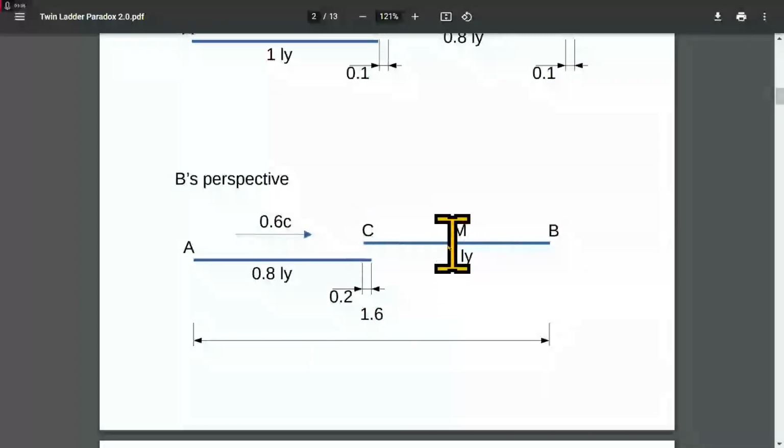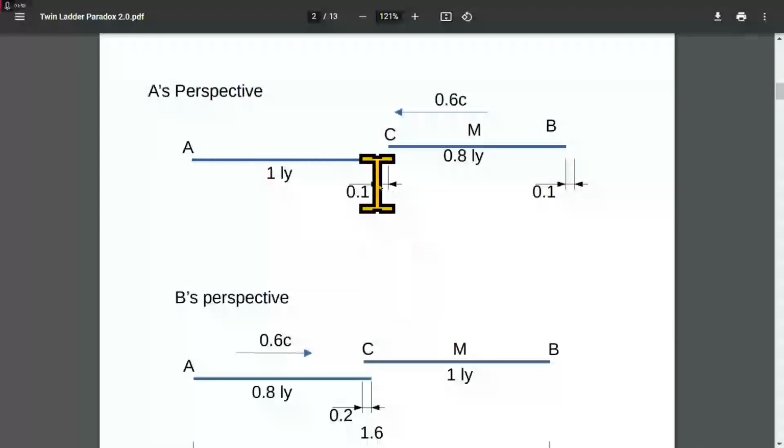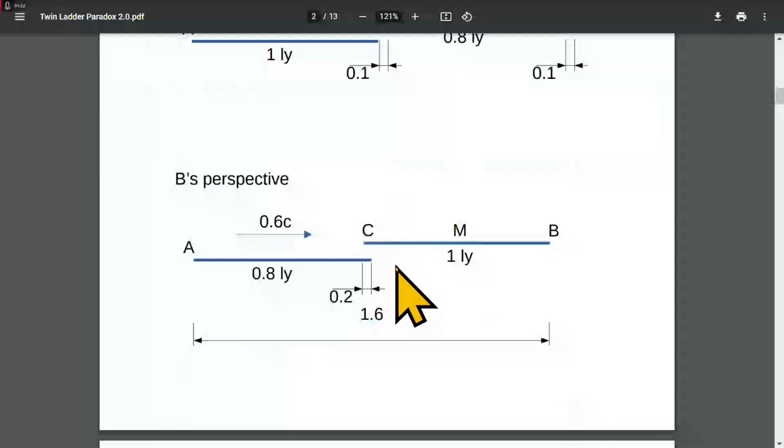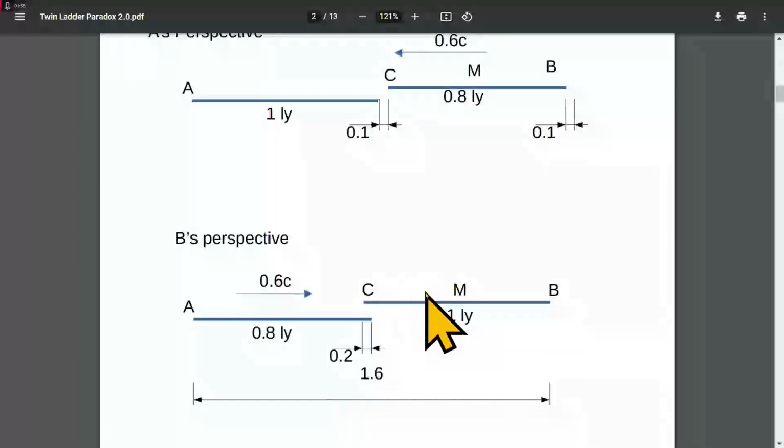But B also sees the distance of C. The BC distance is 1 light year. Because B and C are in the same system, B obviously will not see C as contracting in length. So this distance is still 1 light year. Therefore, we have an overlap of 0.2 light years. Notice, from A's perspective, A sees a gap of 0.1. But from B's perspective, B sees an overlap of 0.2. Right there, symmetry breaks.